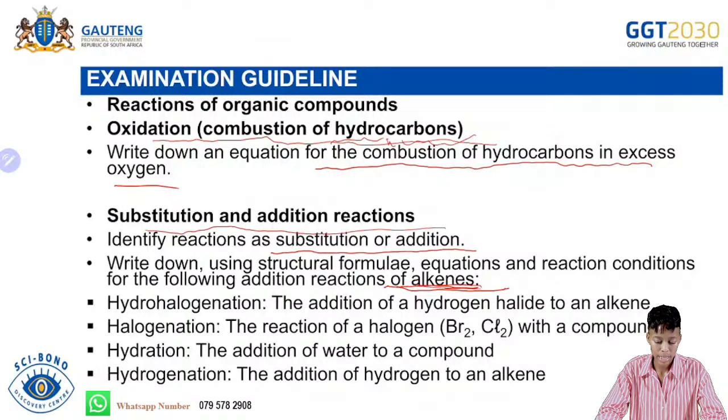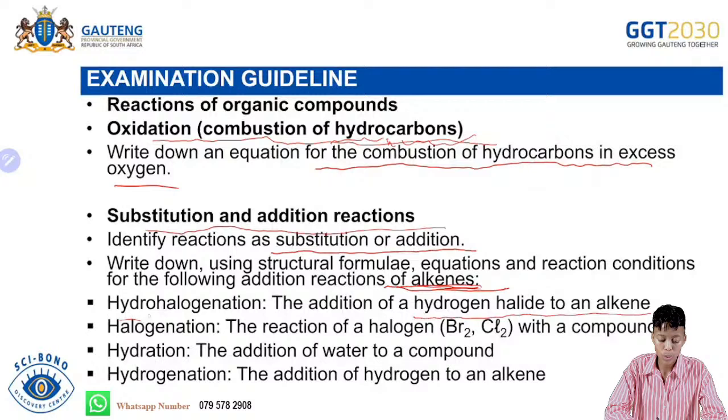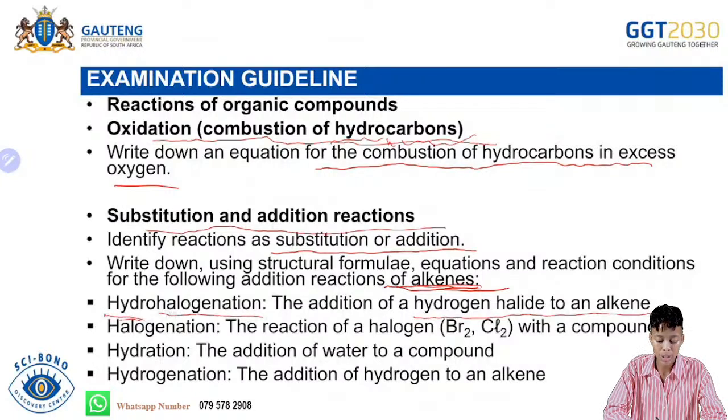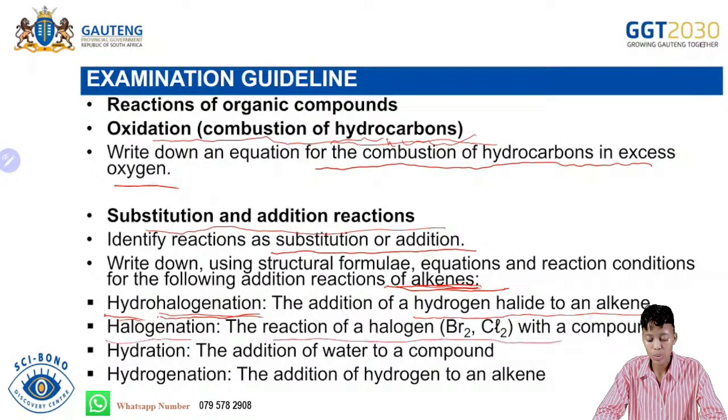So the first reaction that we have there is your hydrohalogenation, and that is the addition of a hydrogen halide to an alkene. So hence the word hydro and halogen, because we are going to be adding the hydro part, which is the hydrogen, and then the halogenation part is a halogen. Then it says halogenation. It says the reaction of a halogen, so Br2, Cl2, with a compound.